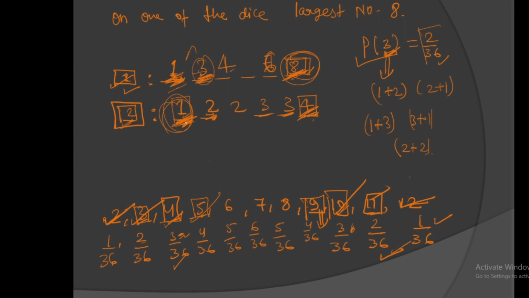So 8 plus 1 is how much? 9. So one pair we have received, and 6 plus 3 is 9, and 6 plus 3 is 9. So we have received 3 pairs, right? So now one more pair we need. How can we get that? If we use 7 over here, it will be one more extra pair.